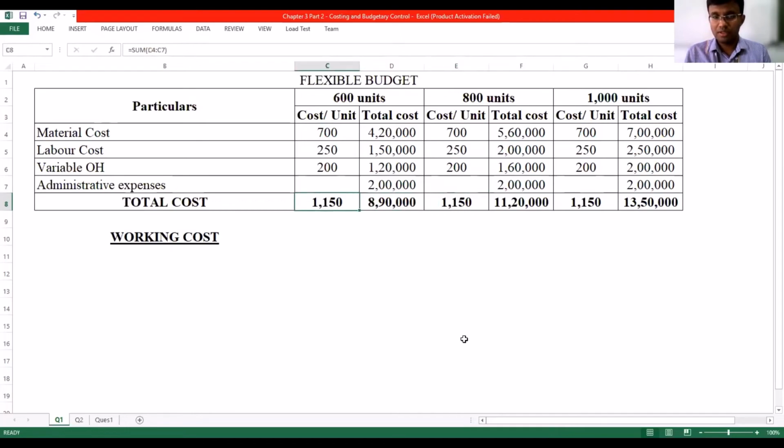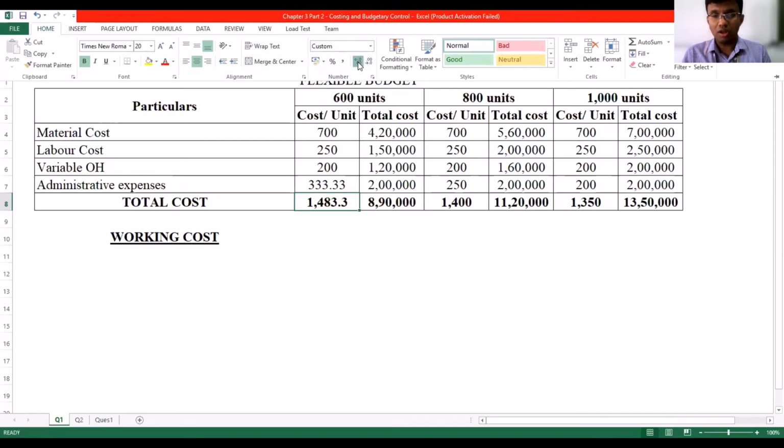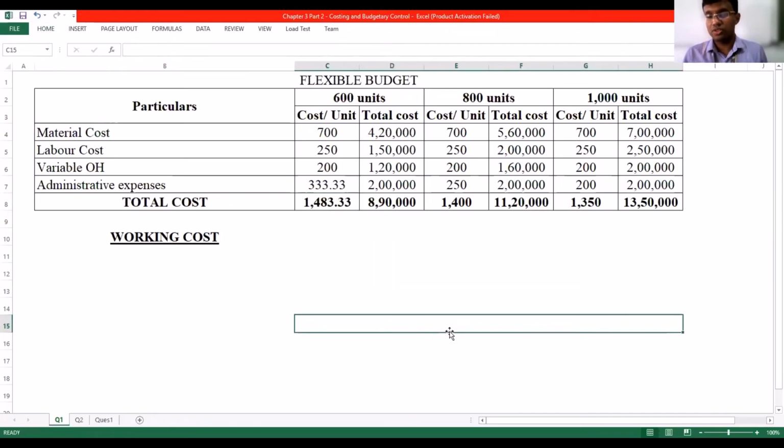Okay, so now let's calculate. Here it will be 2 lakh divided by 600, which makes it 333.33. Here it will be 2 lakh divided by 800, which makes it 250. And here it will be 2 lakh divided by 1 lakh, which makes it 200 per unit. So this is how we go about with the computation of fixed cost.